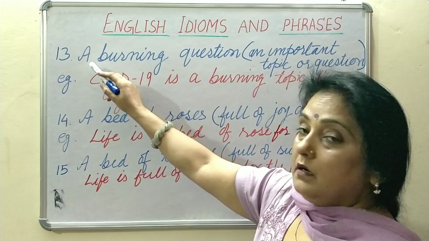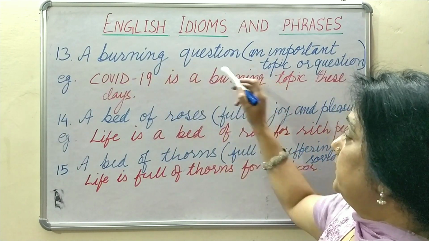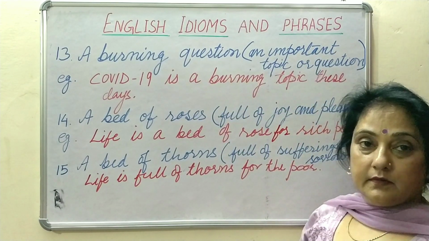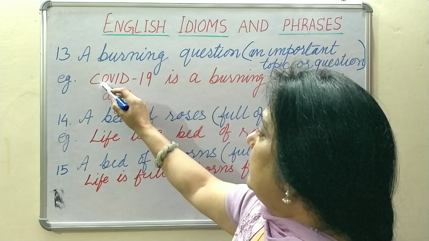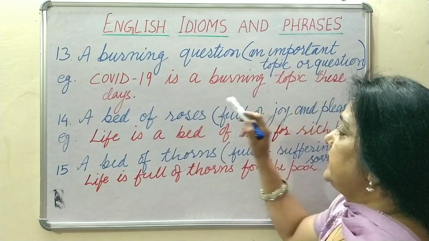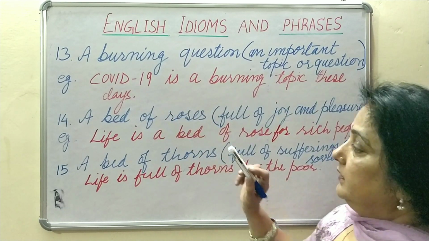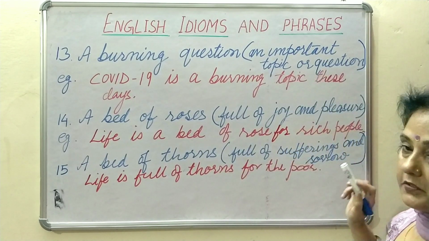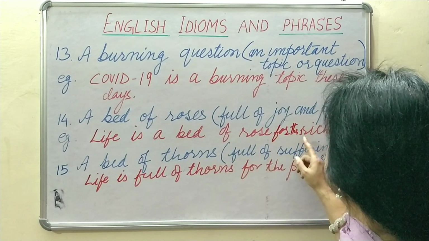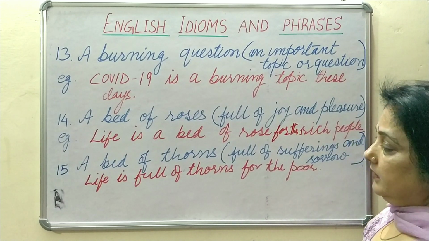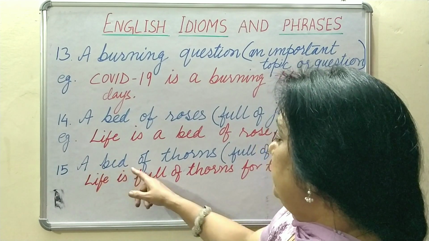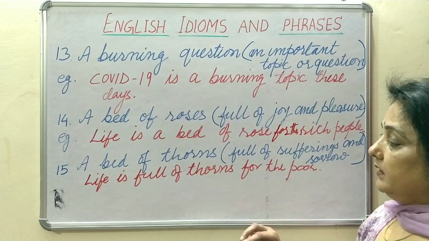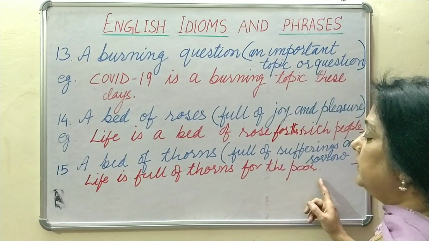The next is a burning question. Burning question means an important topic or question. Example is COVID-19 is a burning topic these days. The next is a bed of roses, full of joy and pleasure. Life is a bed of roses for the rich people. And the next is a bed of thorns, which means full of sufferings and sorrow. Life is full of thorns for the poor.